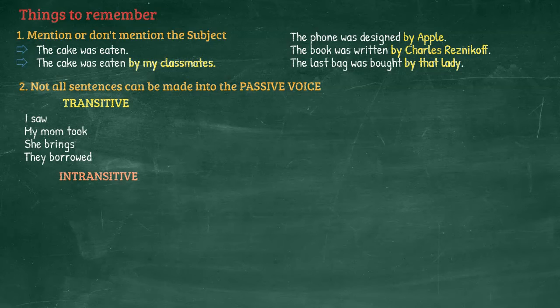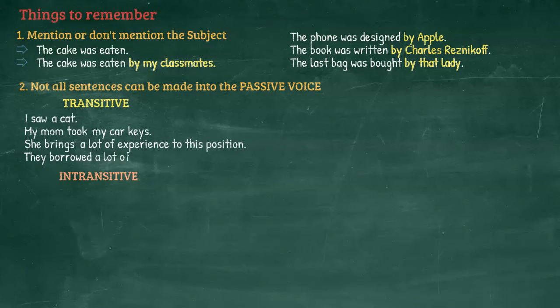I saw what? Well, we need to provide an object here. I saw a cat, for example. Or my mom took what? Again, we will need to continue. My mom took my car keys. She brings a lot of experience to this position. They borrowed a lot of money.